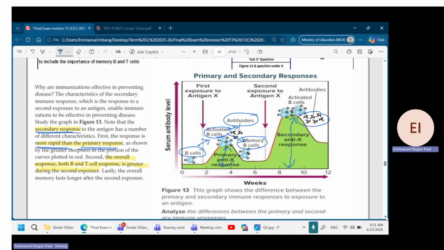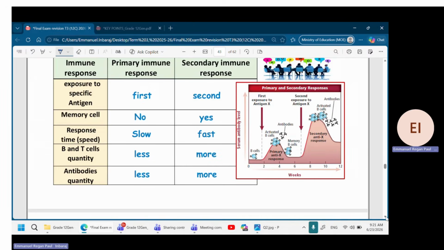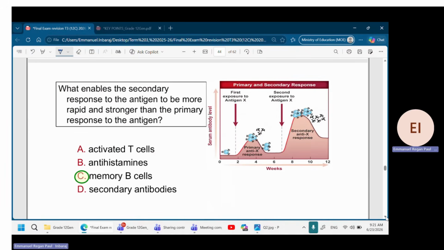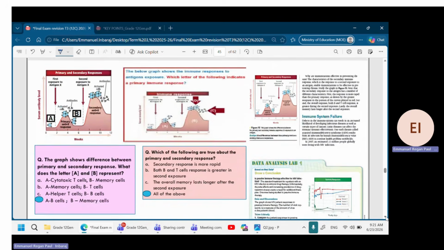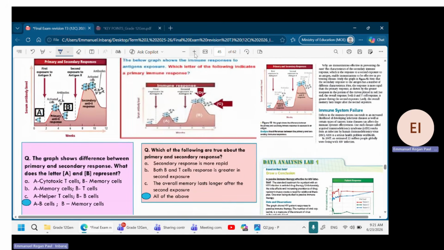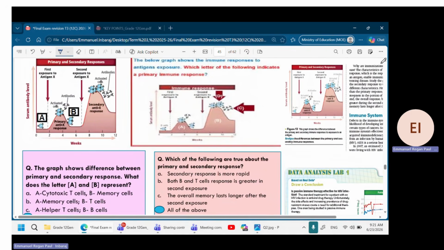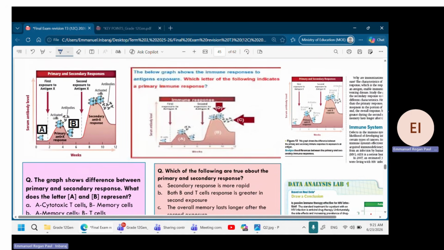Okay, so now let's see what type of questions are asked here. Let's go to the questions. Okay, wait. Yeah, you see here? I will zoom this question for you. They have asked which letter indicates the primary immune response. So this is the primary immune response. A is the primary immune response. B is the secondary immune response. So this is secondary. Okay, this is primary. This is antibody. Okay, we'll see that. There's a question on that.